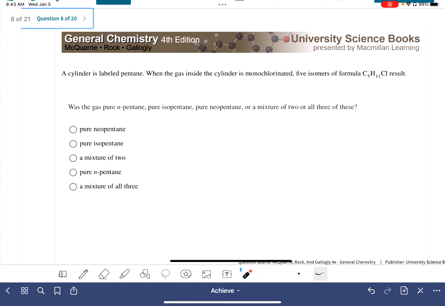This is a really similar question. This is saying that you have a pentane molecule, so that's going to be a 5 carbon chain, 1, 2, 3, 4, 5. And it says when it's monochlorinated, you get 5 different isomers, C5H11Cl. And it's asking you, was the gas n-pentane, isopentane, neopentane, or a mixture of them?